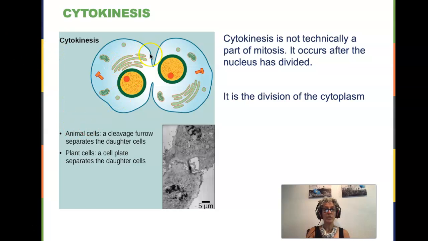In animal cells, this split is accomplished by what's called a cleavage furrow, where actin cytoskeleton components pinch and divide the cytoplasm apart. In plant cells, we get a cell plate, which are vesicles that contain cellulose, so that we have both a cell membrane and a cell wall that separates the daughter cells.